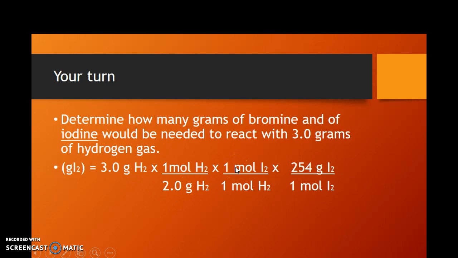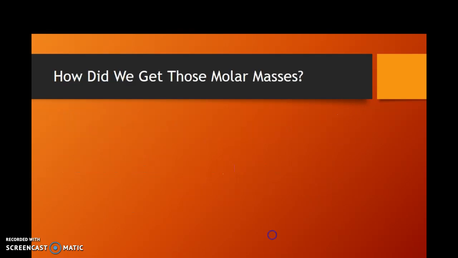Then we look at the balanced equation and see that 1 mole of hydrogen produces 1 mole of iodine. Then we multiply that by the molar mass of iodine that takes us out of the mole hole. And now grams of hydrogen cancel, moles of hydrogen cancel, moles of iodine cancel, and we're left with grams of iodine as our answer, 381 grams of iodine.